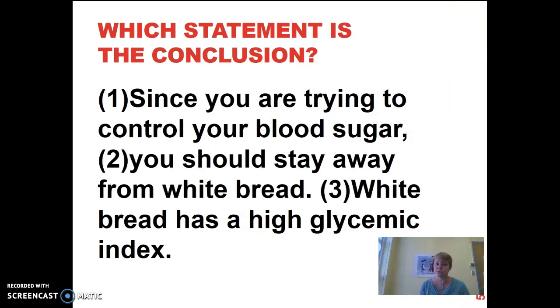Here are some textual arguments for us to look at. Since you are trying to control your blood sugar, you should stay away from white bread. White bread has a high glycemic index. In this case, our conclusion is you should stay away from white bread, and statements 1 and 3 are the reasons why.